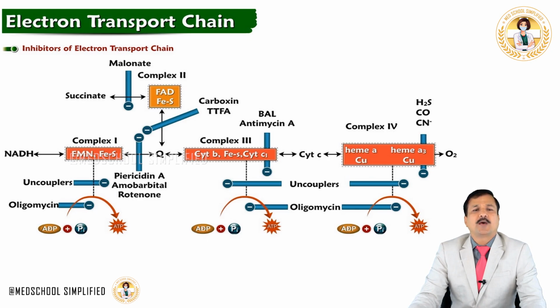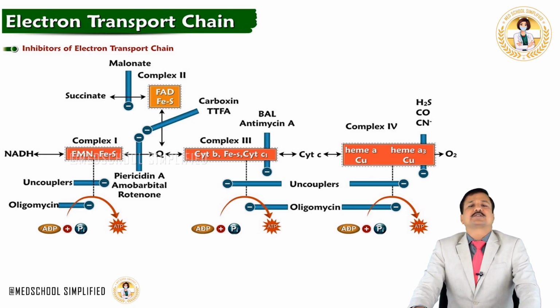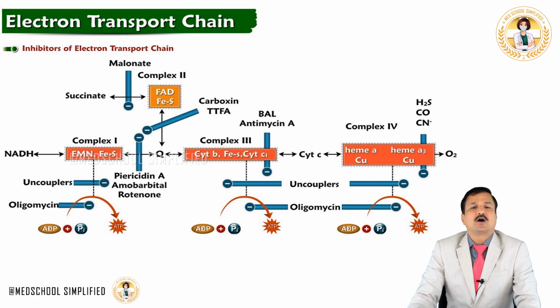A molecule called malonate competes with succinate for the succinate dehydrogenase enzyme, thereby decreasing the formation of FADH2, which has to enter into complex 2 of the electron transport chain. Doxorubicin is an inhibitor of a mobile complex in the electron transport chain, and that is coenzyme Q.